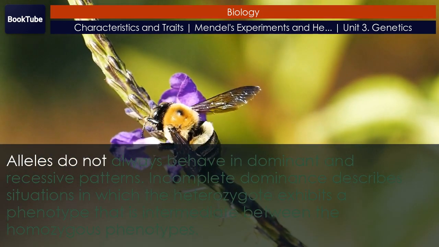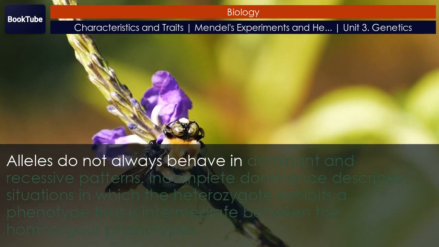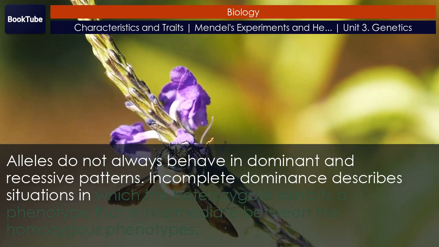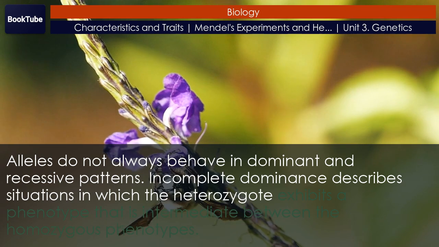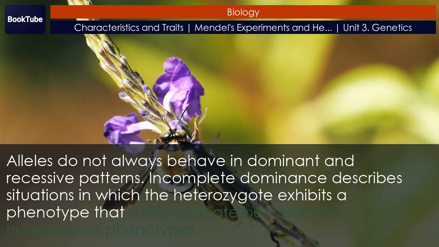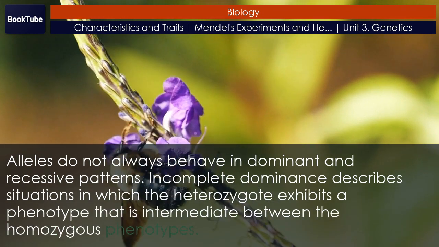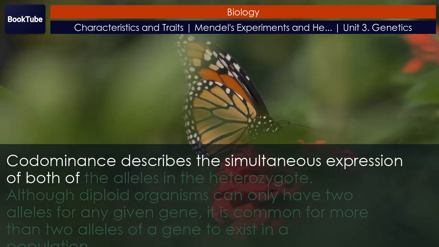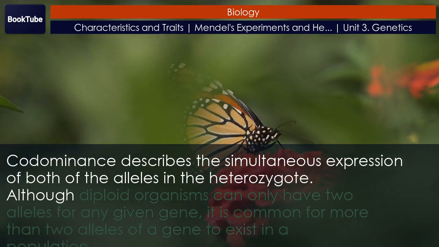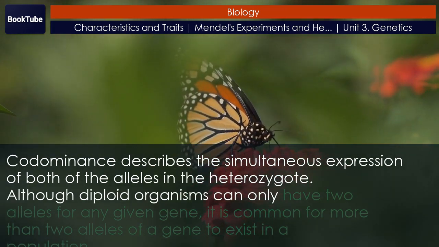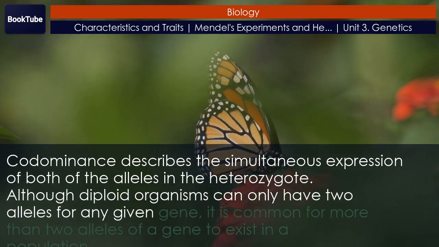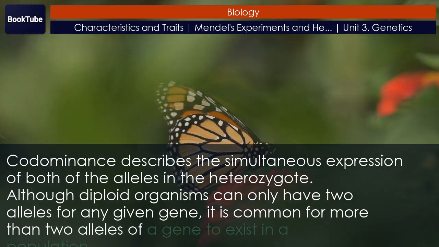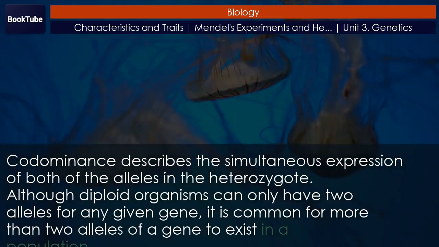Alleles do not always behave in dominant and recessive patterns. Incomplete dominance describes situations in which the heterozygote exhibits a phenotype that is intermediate between the homozygous phenotypes. Codominance describes the simultaneous expression of both of the alleles in the heterozygote. Although diploid organisms can only have 2 alleles for any given gene, it is common for more than 2 alleles of a gene to exist in a population.